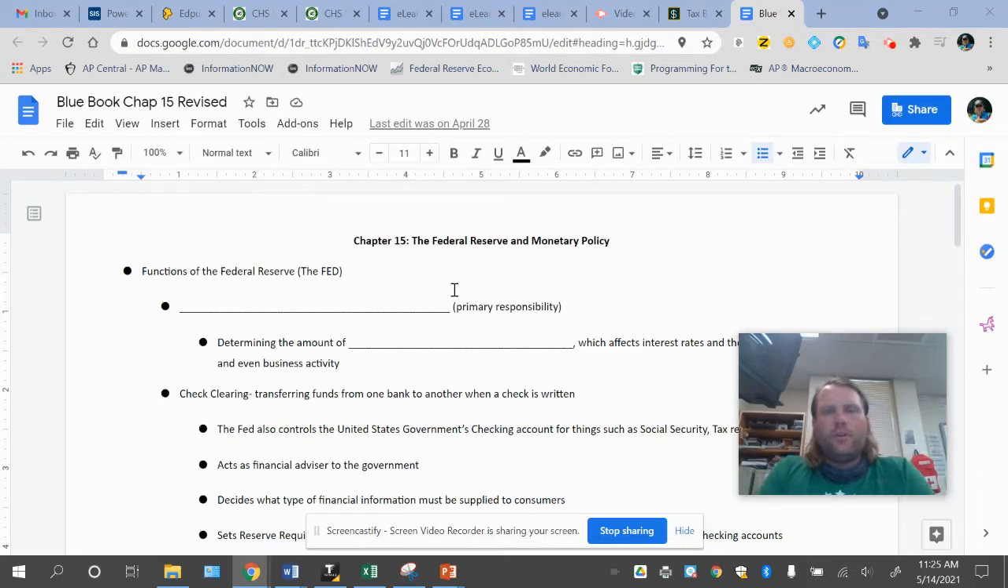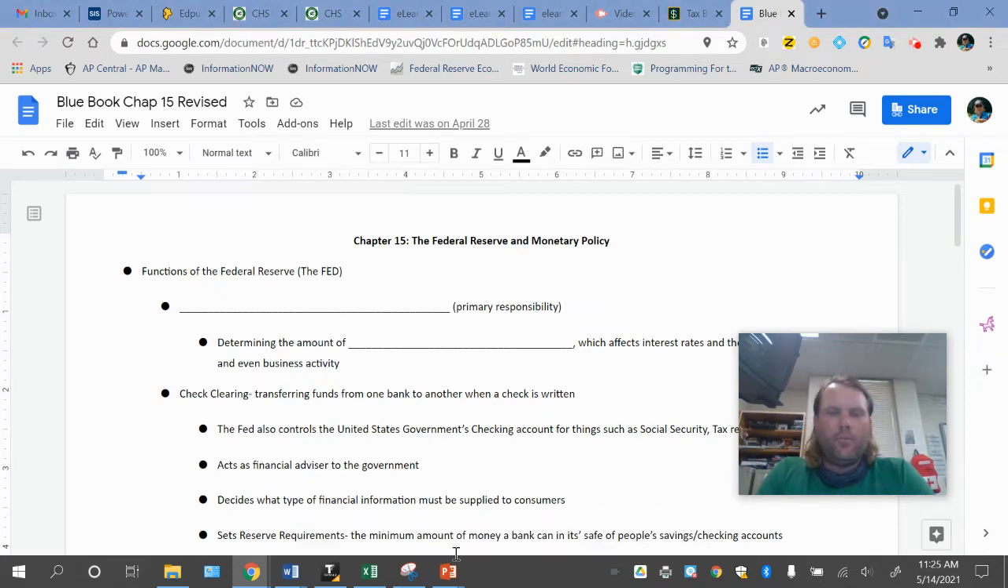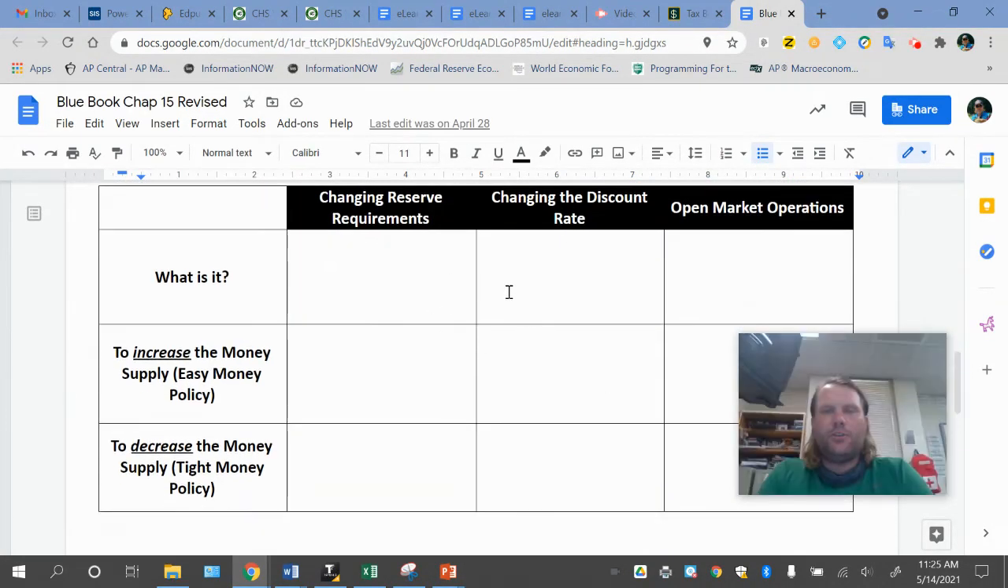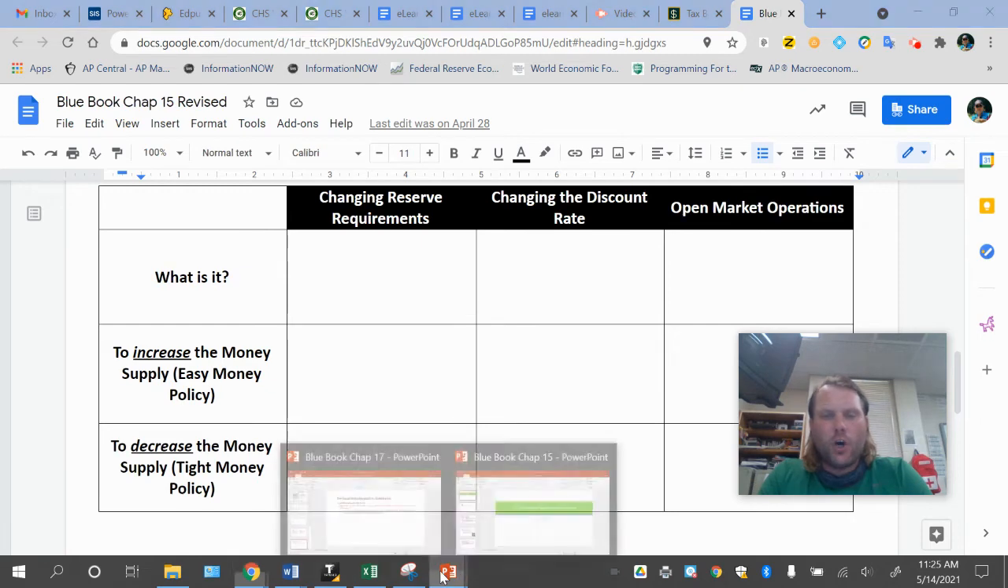Hey, virtual students, we're going to talk about the Federal Reserve today and what they are able to do to affect those interest rates we talked about in the previous part. These are what your notes look like. Once we get down to the end, you're going to fill out these charts. You'll see what they look like as we go.